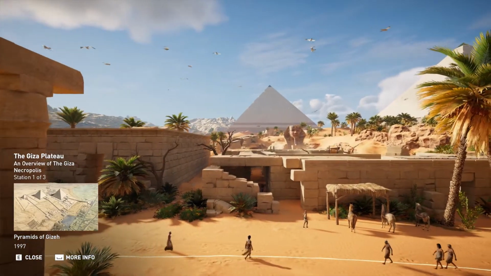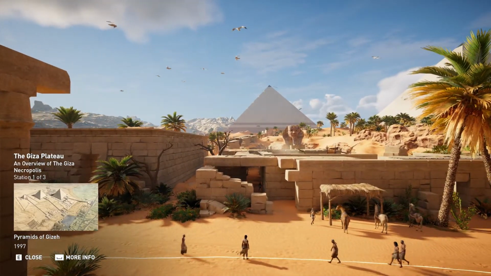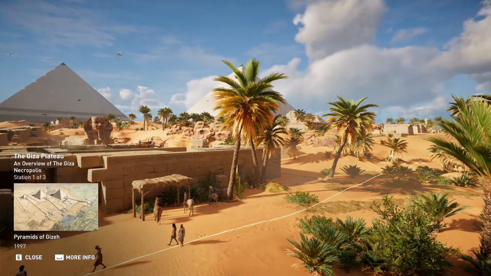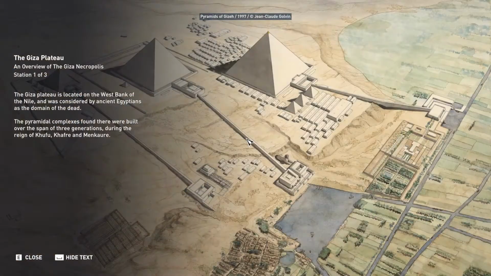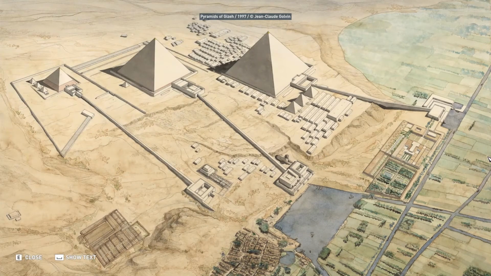The Giza Plateau is located on the west bank of the Nile and was considered by ancient Egyptians as the domain of the dead. The pyramidal complexes found there were built over the span of 3 generations, during the reign of Khufu, Khafre, and Menkaure.